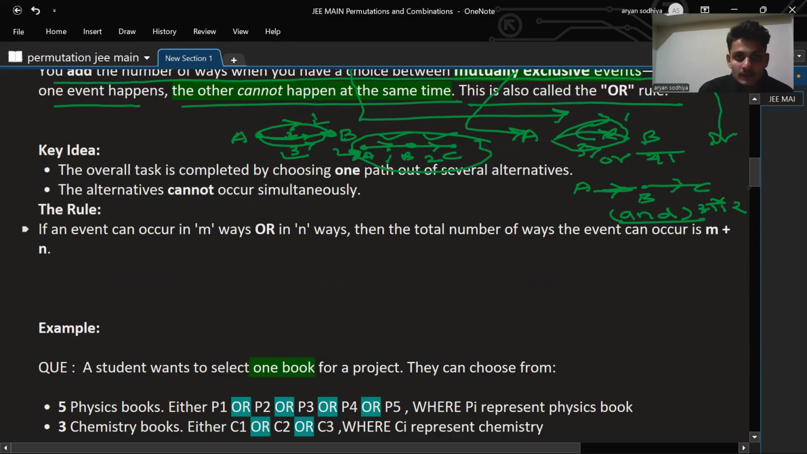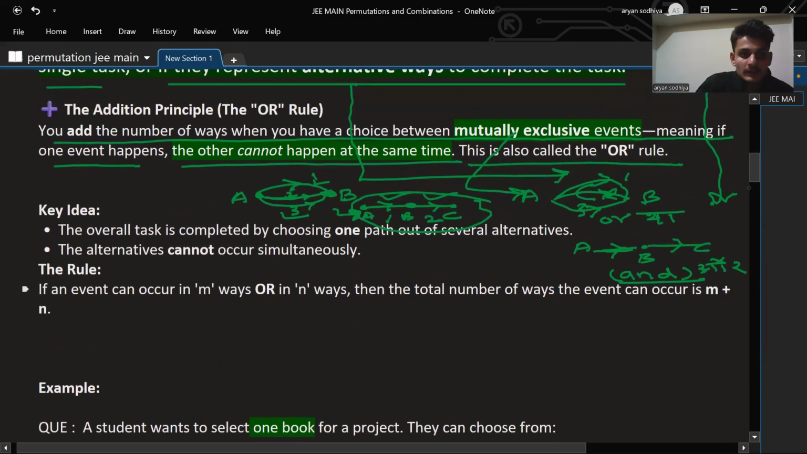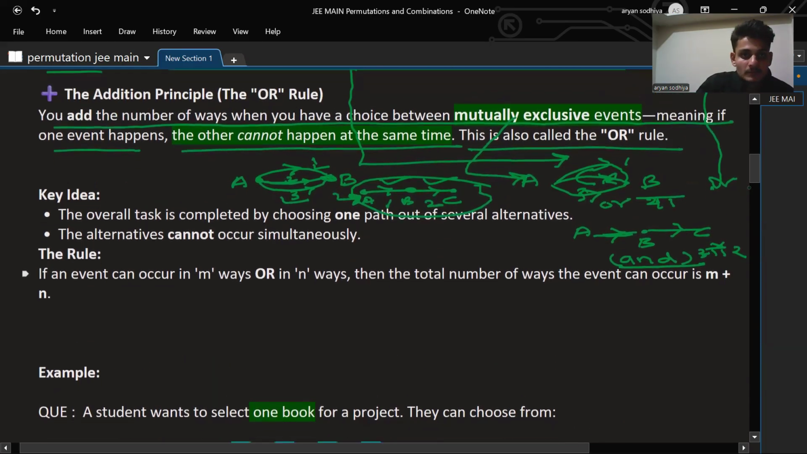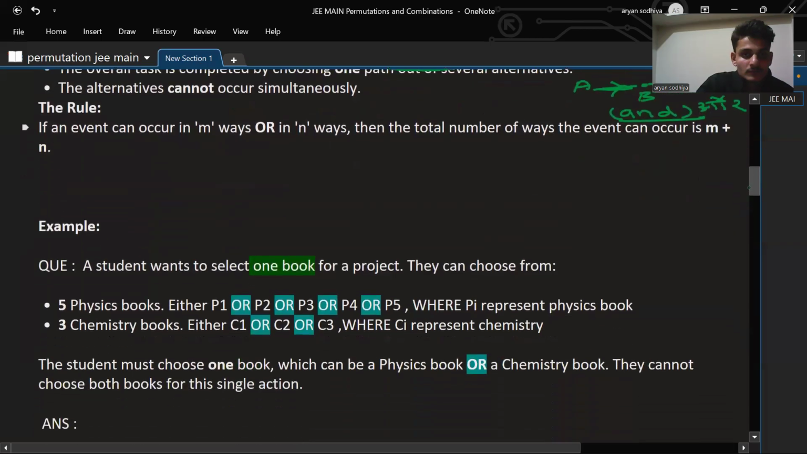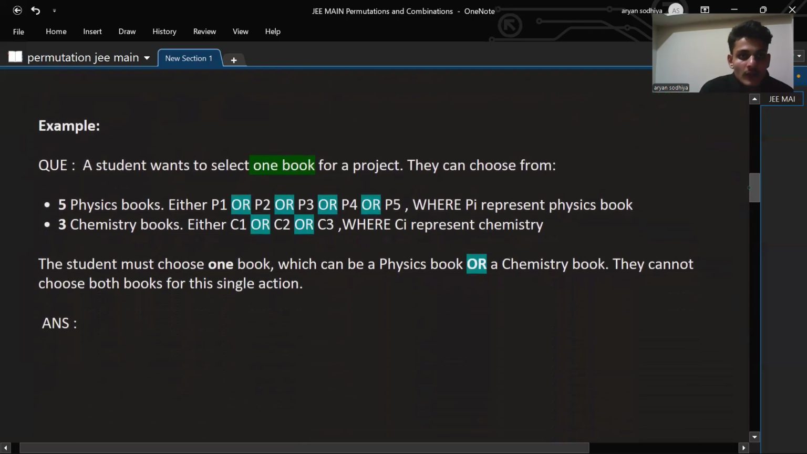So again, let's clearly summarize it using an example. A student wants to select one object for a project. They can choose from five physics books, either P1 or P2. Please note this keyword "or" is coming here. Either P1 or P2 or P3 or P4 or P5, where Pi represents the physics books.